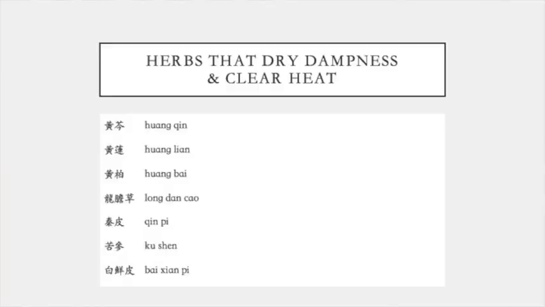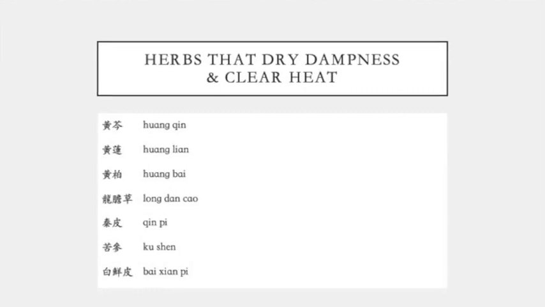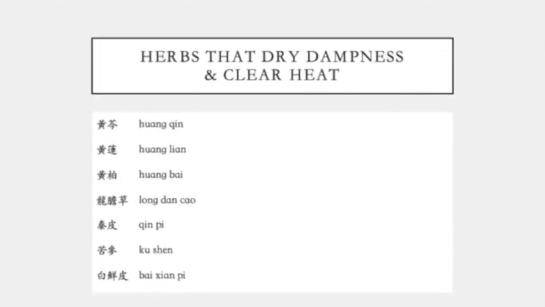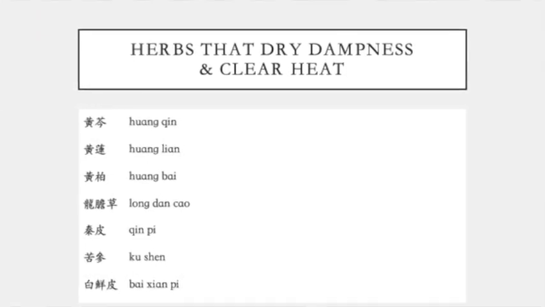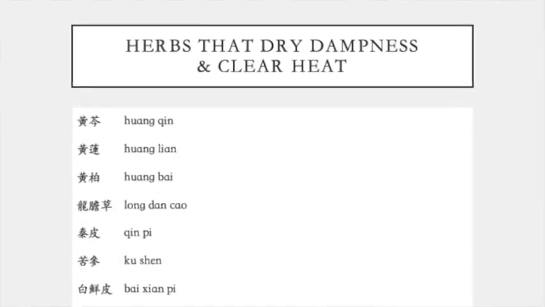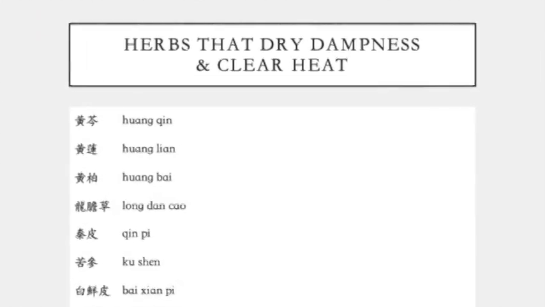Here on this slide are herbs that are categorized as clear heat and dry damp herbs. And I think these herbs are certainly among the most famous for treating dampness, and probably are the herbs that people think of first for treating dampness. People will probably think of Baizhu first to tonify the spleen, and then maybe some of these, the Huang family, the yellows.